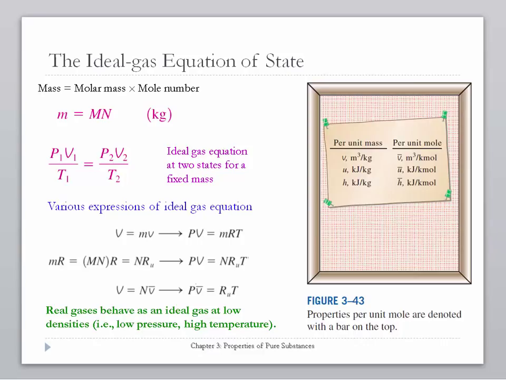There are many ways that you could define the ideal gas law, depending on what information is provided, whether you have volume or a specific volume, whether you have the universal constant or the ideal gas constant for each particular gas. These are some of the variations that you will see. Also notice that there are specific ones that have a bar on top. Those are for molar values rather than for mass values.